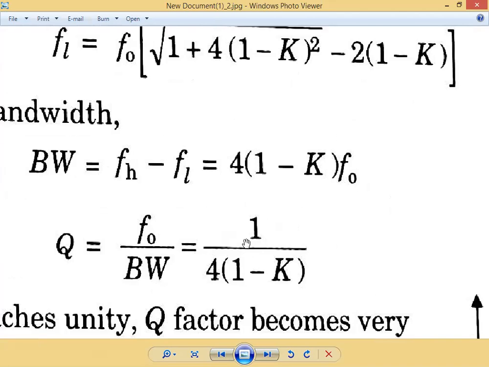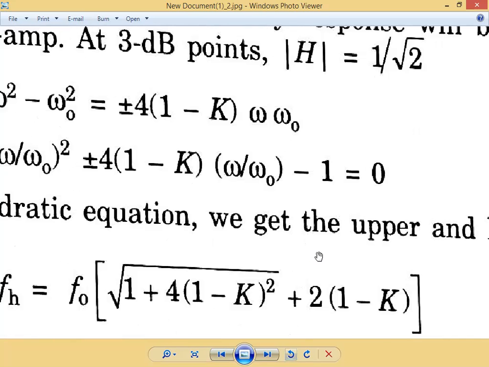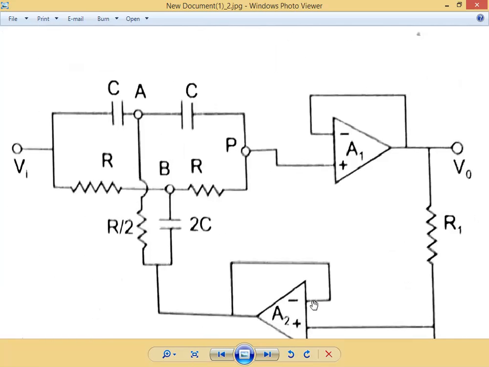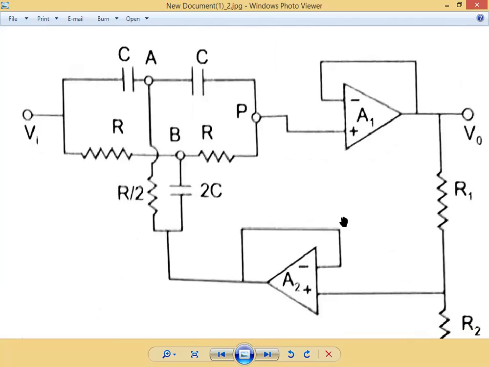So this is how we are going to obtain the notch filter, or narrow band reject filter, by using two methods. One method is by using a band pass filter and an adder, and another method is by using a twin T network. Twin T network means nothing but two T networks. By using the two T networks, we are going to obtain this narrow band reject filter, or notch filter.